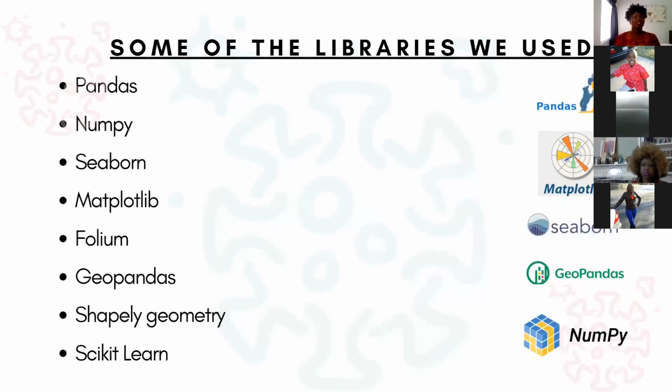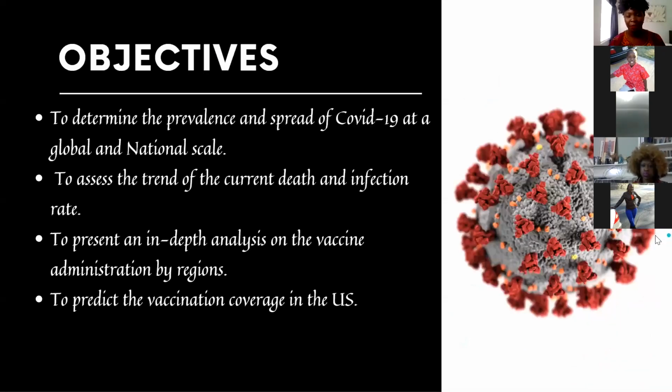So these are some of the libraries that we used. They're all very important if you're interested in data science. We have pandas, which we use for data manipulation and analysis. We have NumPy, Seaborn, and Matplotlib for the graphs and visualizations. We have folium, which is very interesting because it also applies to the geospatial data that we're going to use. Emily will cover that. We have geopandas, as I mentioned before, and then we have shapely geometry and scikit-learn, which was applied in the machine learning and statistical modeling that we're going to cover in this project.